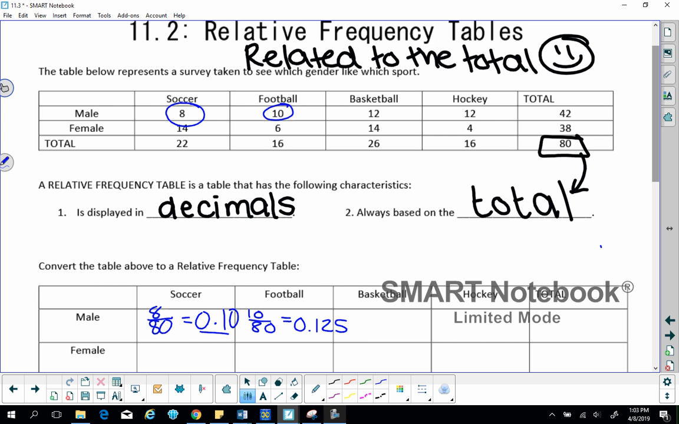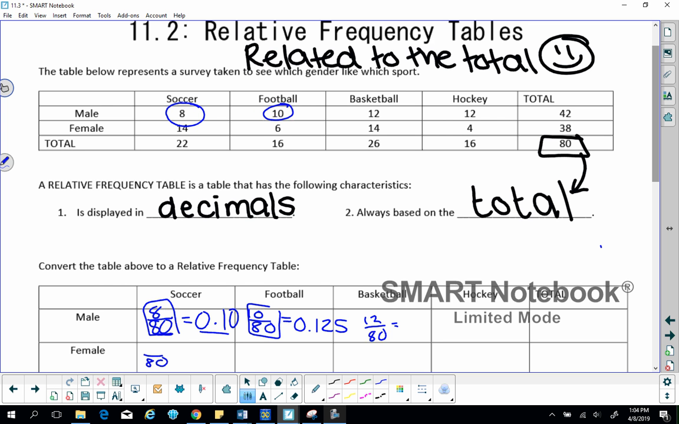All right, I'm going to give you a minute or two. I'm going to cold call on you. So make sure that you have, you don't need to write the fraction if you don't want to, but you just need to know what the decimal is. All we're doing is taking each new number and dividing it by the total, which is 80 in this scenario. This one is 10 over 80. Like this one will be 12 over 80.